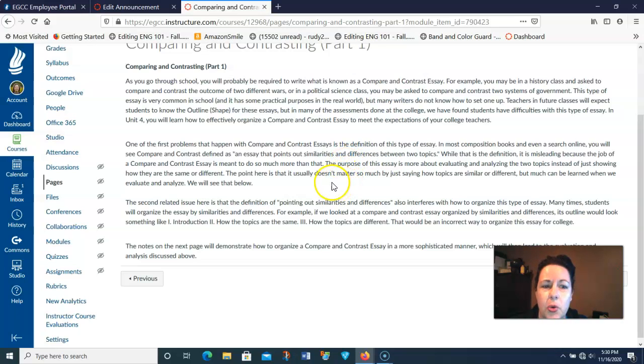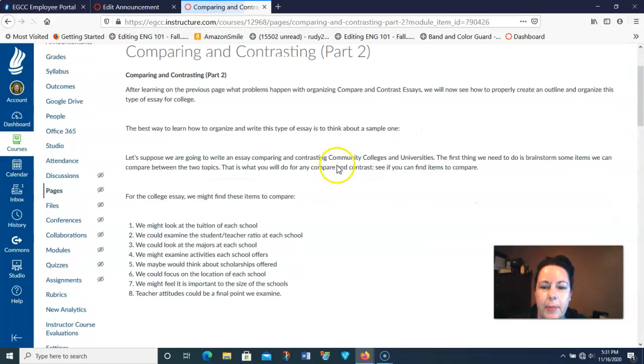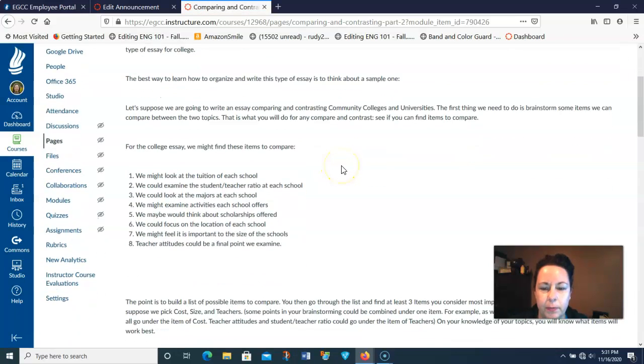You don't want to get to the end of your essay and just say, choose whatever your favorite is. So you want to be able to have that evaluation. The reason you might be doing compare and contrast is you're trying to make a decision. You're trying to figure out which option is better. So I want you to think of that as you're writing these essays. The next thing to consider when you're writing these essays is the topics that you're going to compare.